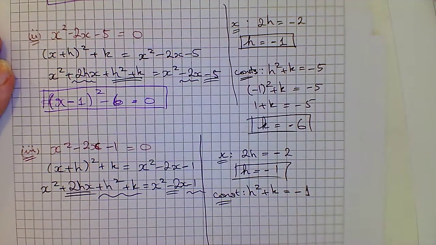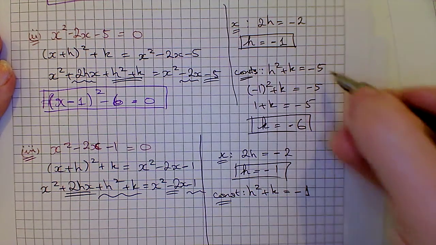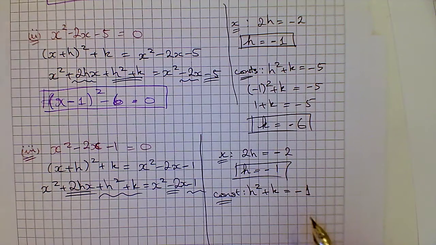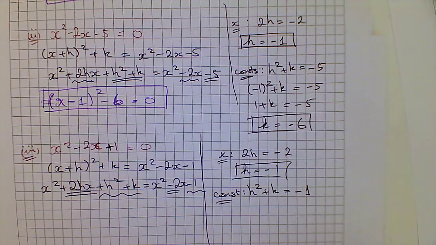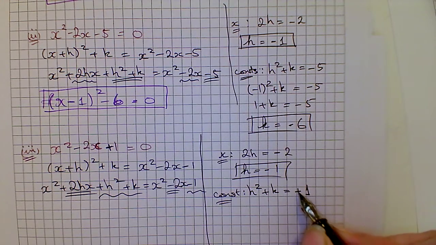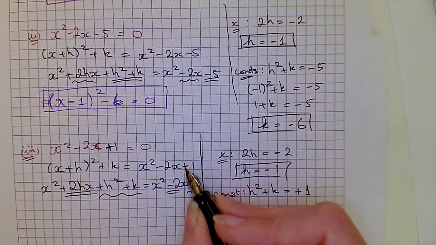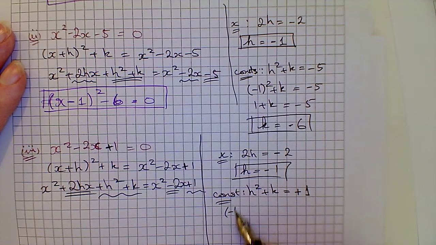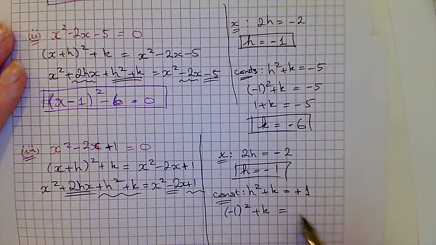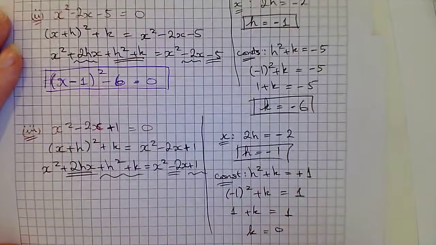Did I just do the same one twice? No, it was minus 5 the last time. They were very, very similar. And that was a plus 1. So this was a plus 1 here. I just took it down wrong. We know the value of h, and so we get 1 plus k is equal to 1, which means, of course, that k is equal to 0.